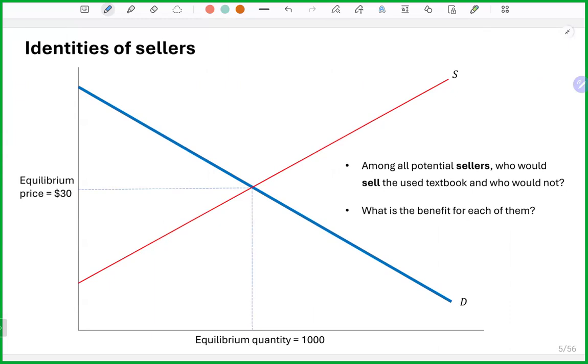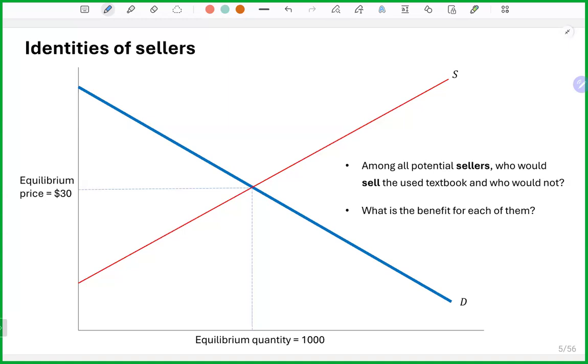To answer the question of who sells the book, we have to understand what the supply curve means. The height of the supply curve indicates each individual seller's cost. It's the cost of selling the book. When you sell your book, you give up the valuation that you place on the book that you currently have. Okay, then you sell it.